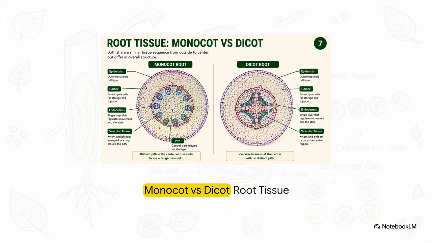Time to pause the explainer one more time. Predict for me, which root possesses a distinct central pith? All right, have your answer? So both roots actually share the exact same basic sequence from the outside in: epidermis, cortex, endodermis, and then vascular tissue. But look closely at the core structure. The monocot root on the left actually has a distinct central pith. Meanwhile, the dicot root on the right has no distinct pith at all. Its vascular tissue takes up the very center instead.